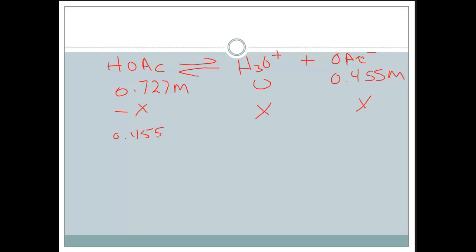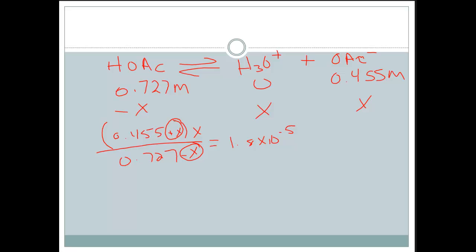So 0.455 plus x times x over 0.727 minus x is equal to the equilibrium constant, which was 1.8 times 10 to the negative 5. Alright, I'm going to assume that these x's are small in comparison to the actual value that's being dissociated.